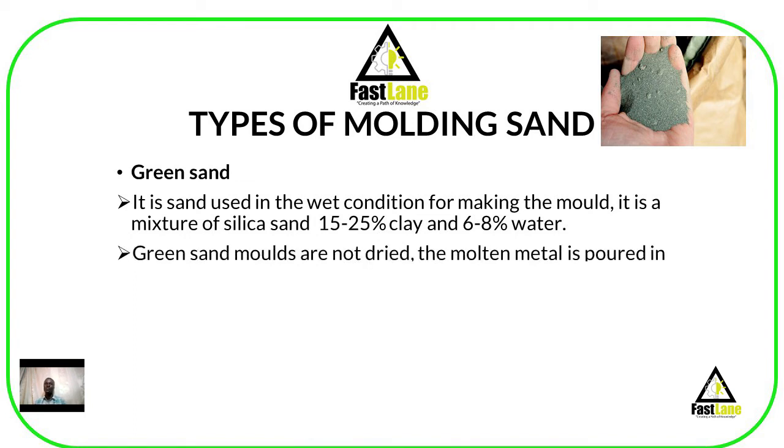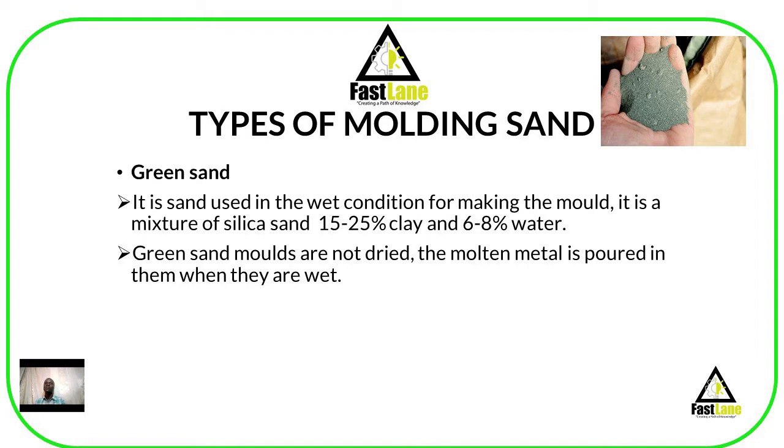Our green sand molds, we need to take note that they are not dried. So the molten metal is poured into them when they are wet. That is the difference between green sand and dry sand. Dry sand is simply sand that has been dried or baked under a furnace. So we need to know that that is the difference. Green sand is used the way it is, but dry sand is used when it is baked.